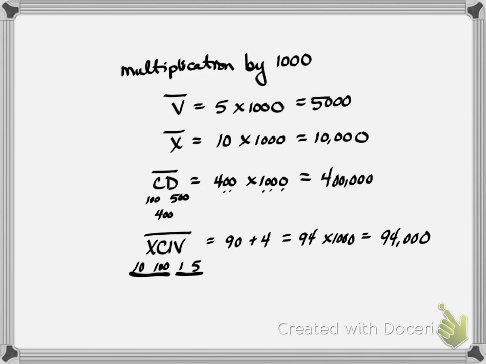Lots of things to practice with here. So one last example, and then you can try your assignment. It is right. 12,345 as a Roman numeral.